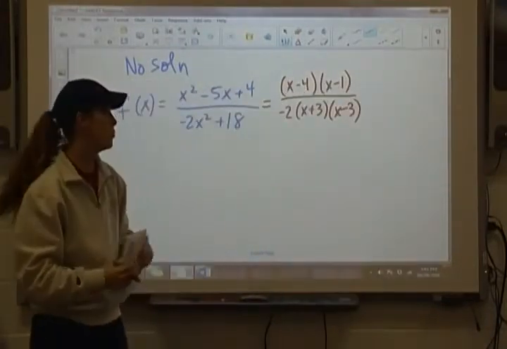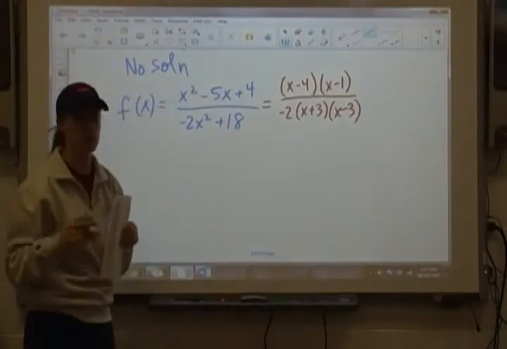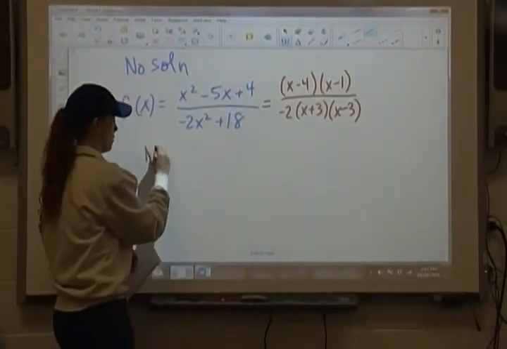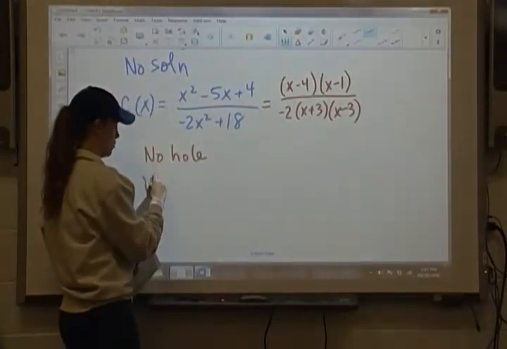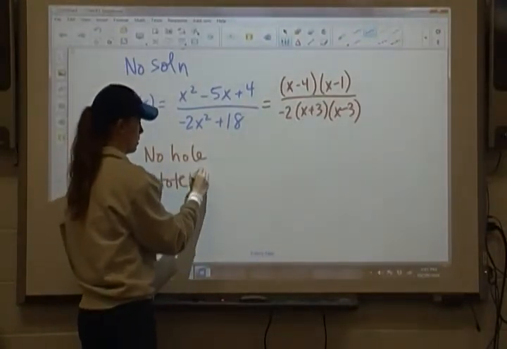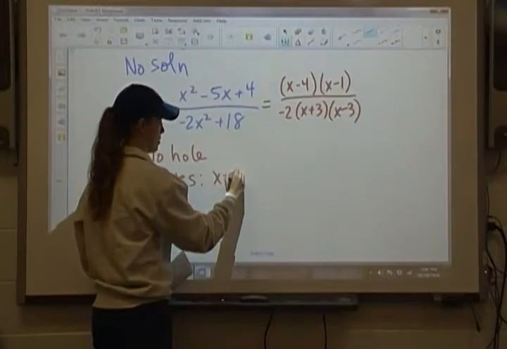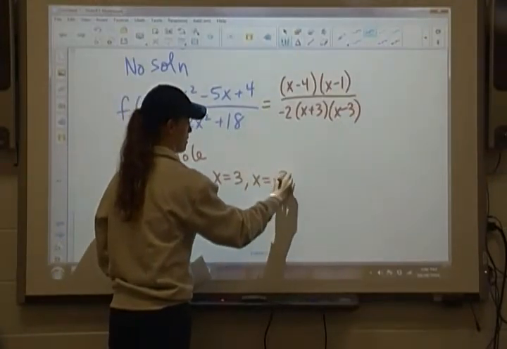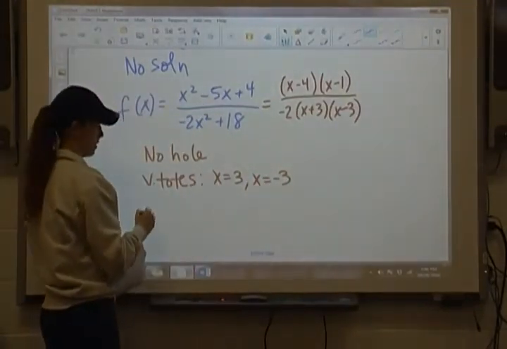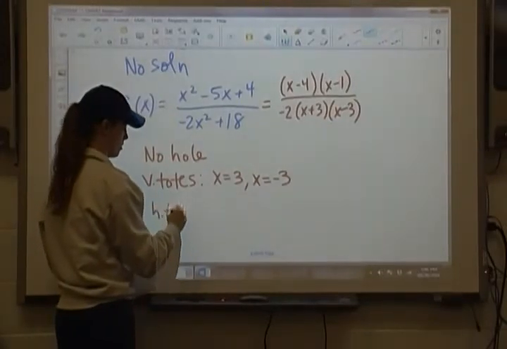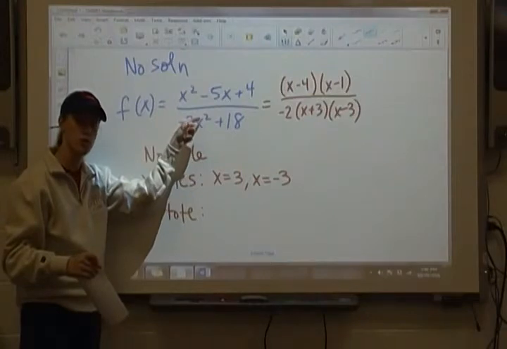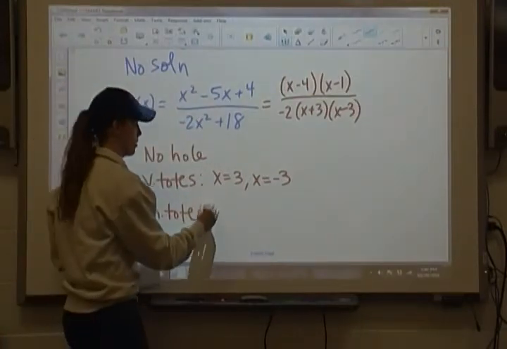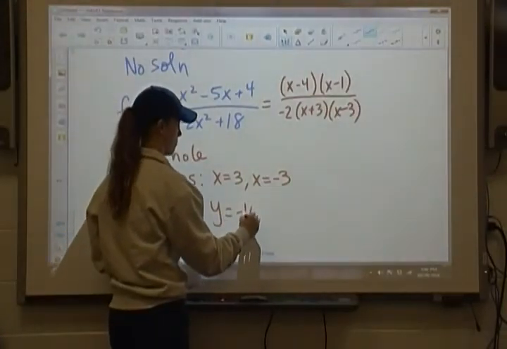So after factoring, you do realize that nothing actually cancels here, so we don't have a hole in here. It's okay to have no hole. We are going to have our two vertical asymptotes at x equals 3 and x equals -3. We're going to have a horizontal asymptote. This is equal heavy with the degree of 2 for both the numerator and denominator. So our equation becomes y equals -1/2.